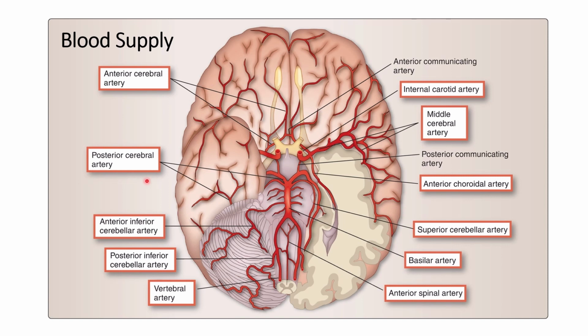Posterior cerebral. So these are cerebellar, this is cerebral. This is the internal carotid. The internal carotid comes and gives branches to the middle cerebral artery and anterior cerebral artery. The two anterior cerebral arteries are connected to each other, and that's called the anterior communicating artery. And also the middle and posterior cerebral arteries are connected to each other, and that's called the posterior communicating artery.